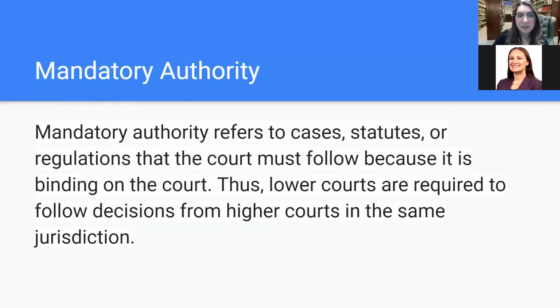persuasive is not. To start with mandatory authority, like I said, it refers to cases, statutes, or regulations that the court must follow because it is binding on the court, meaning that lower courts are required to follow decisions from higher courts in the same jurisdiction.